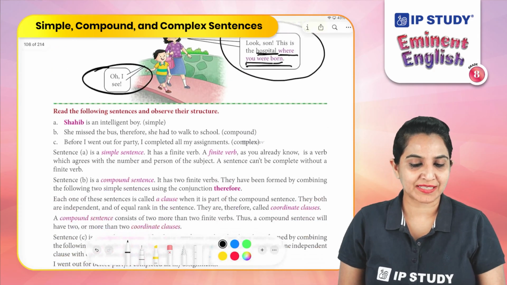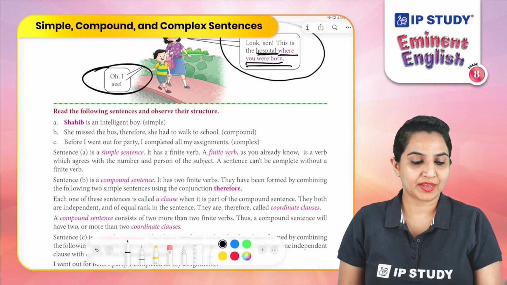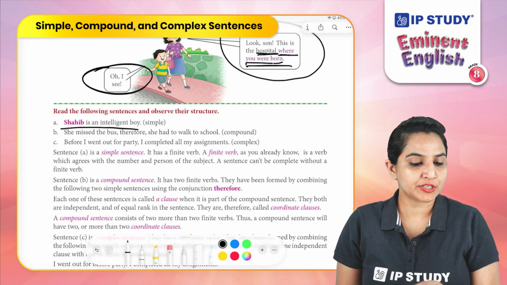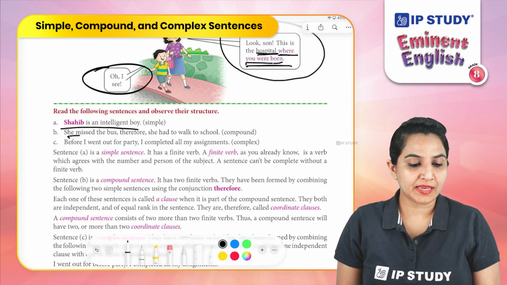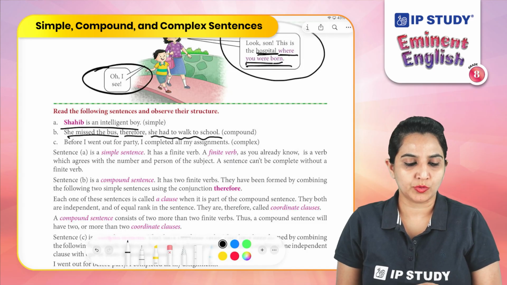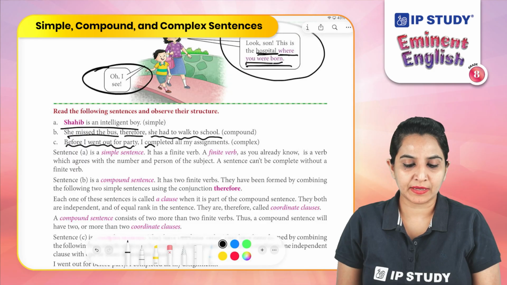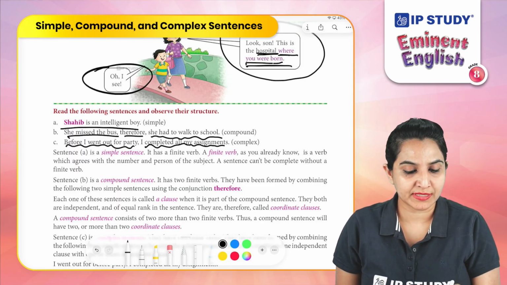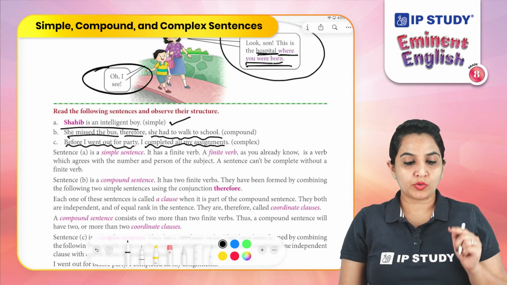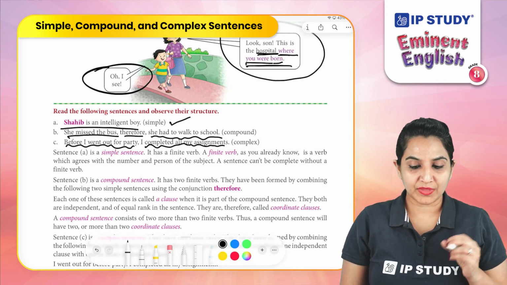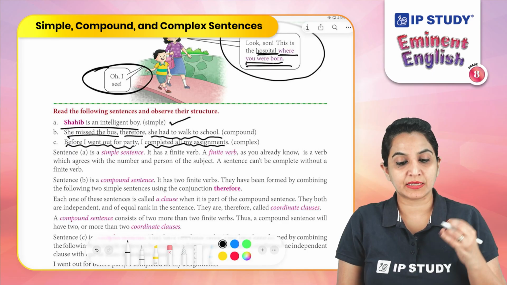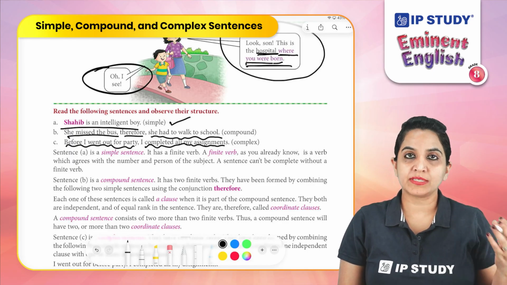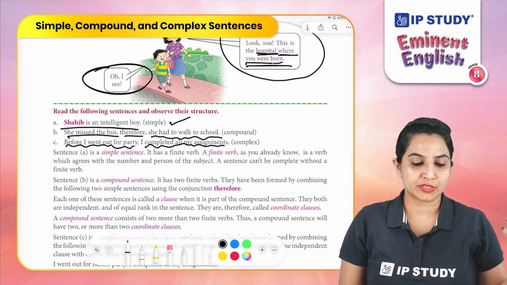Let us read some sentences and observe their structure. Sahib is an intelligent boy. She missed the bus, therefore she had to walk to school. Before I went out for party, I completed all my assignments. Now here in the first sentence, we have only one finite verb. That means it is a simple sentence. It's a complete sentence. Who is Sahib? How is he? He is an intelligent boy.